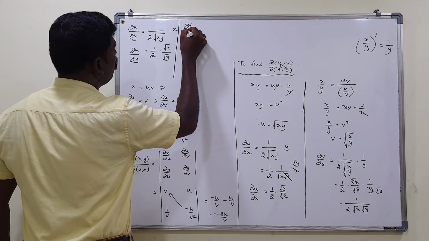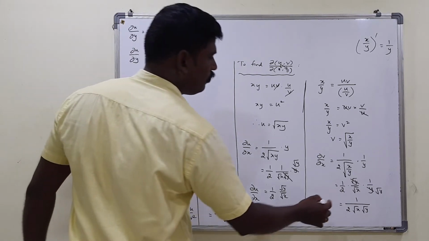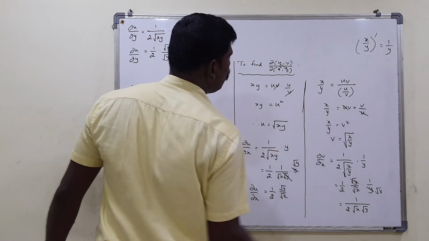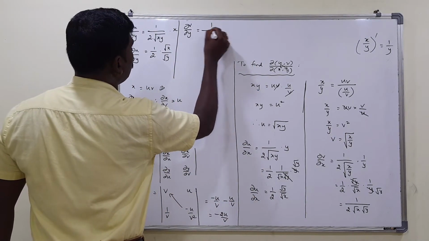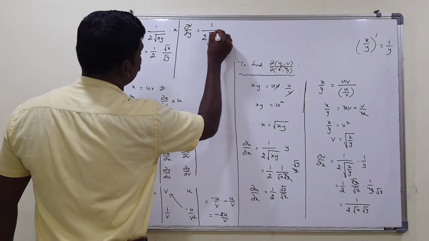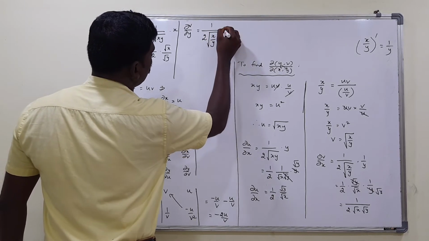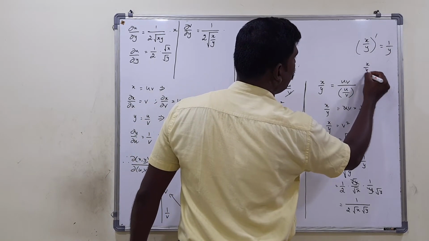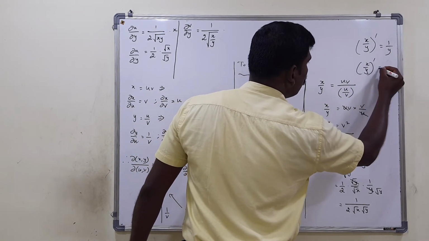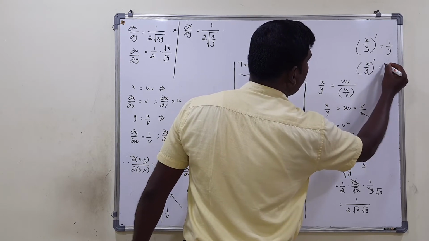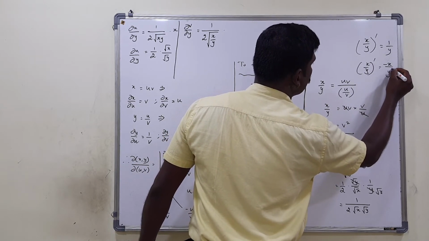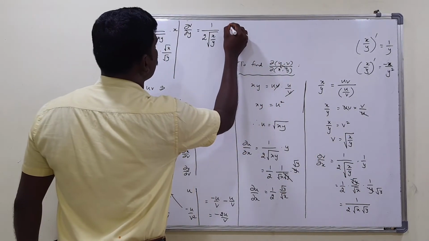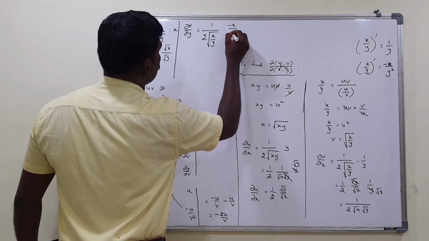∂v/∂y is equal to, right? Here it is also the same type, 1 by root x. So 1 by 2 root x into the derivative of x by y with respect to y. Since y is in the denominator, it will become minus 1 by y square. Already x is in the numerator, so it becomes minus x by y square. So minus x divided by y square.